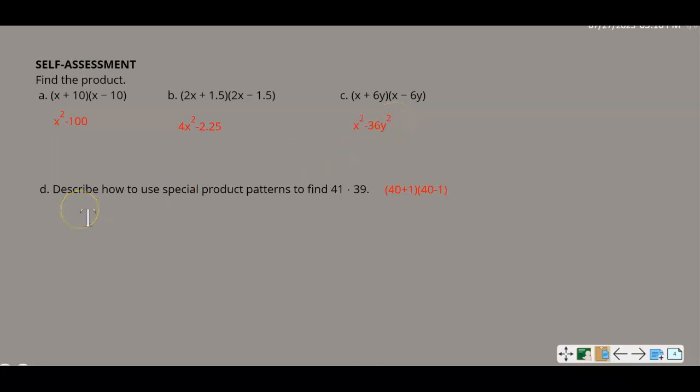And then D part says describe how to use special product patterns to find 41 times 39. So hopefully you see that 41 is 1 greater than 40. 39 is 1 less than 40. So you could rewrite 41 as 40 plus 1 and 39 as 40 minus 1. Then you have a difference of perfect squares.